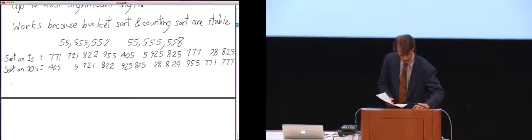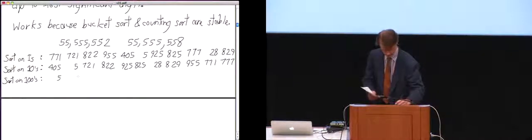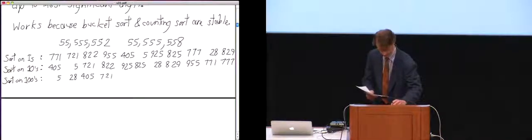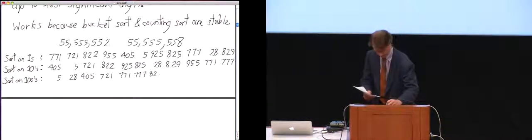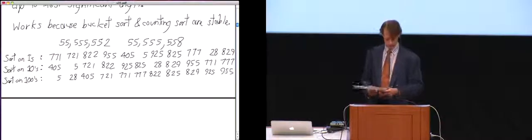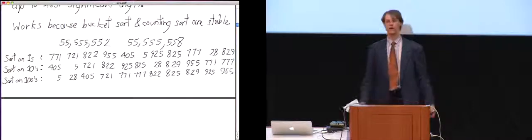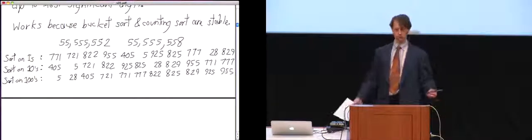And then finally, when you sort on the hundreds digit, everything magically comes out in the right order. So first come the numbers that begin with 0, then the numbers that begin with 4, then the numbers that begin with 7. So at this point, everything's sorted.